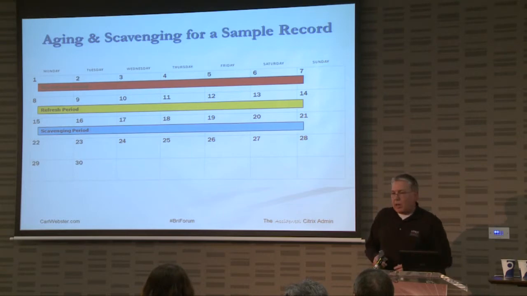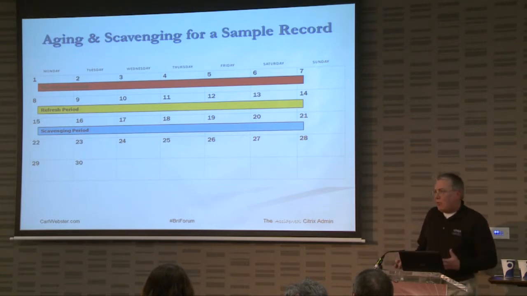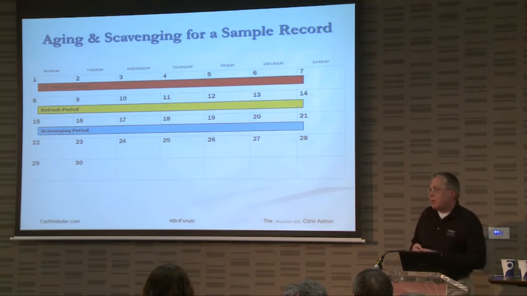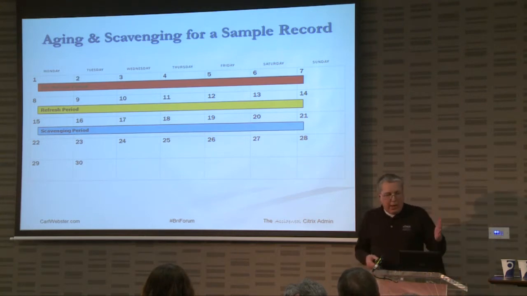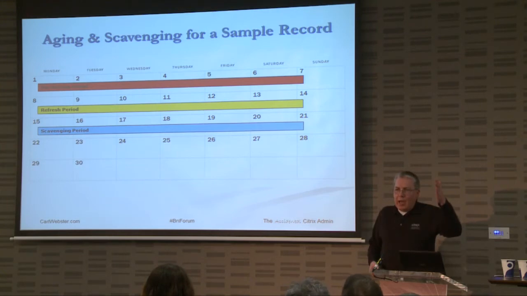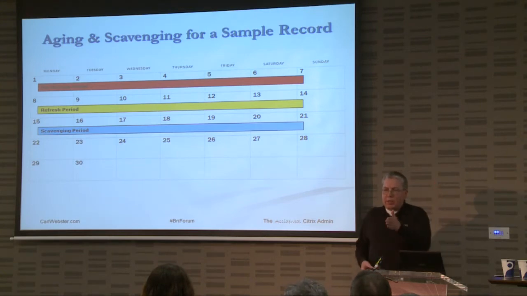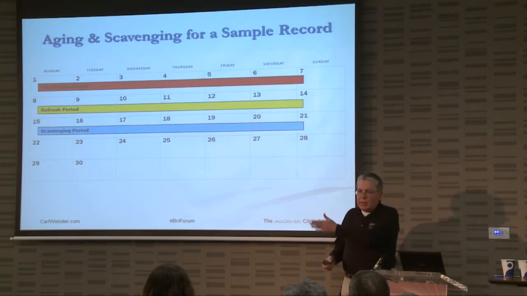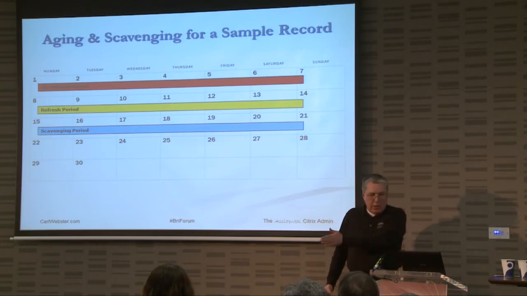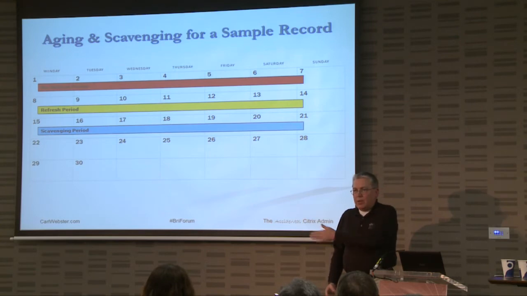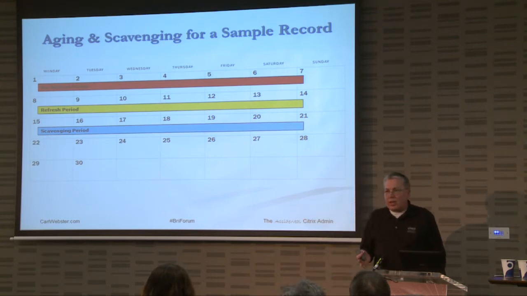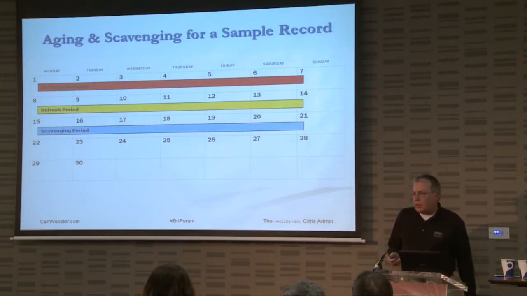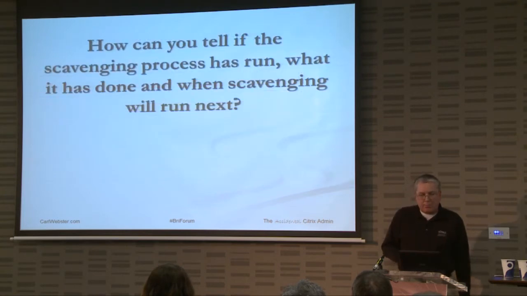Now, what happens on day 21? Well, what happens on day 21 is the scavenging process is going to run at its scheduled time. It's going to say, hey, does April 13th plus 7 days plus 7 days, is that less than the 14th or whatever date and time of the DNS server, scavenging server is at that time? If it is, the record gets scavenged or deleted.